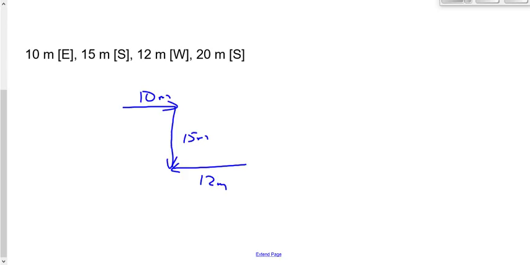Yeah, this is head-to-head, isn't it? That's wrong. All the vectors that I'm adding together must be head-to-tail, not head-to-head. So I don't have to change that much. I just move it over a little bit, right? And then I draw 20 meters to the south.